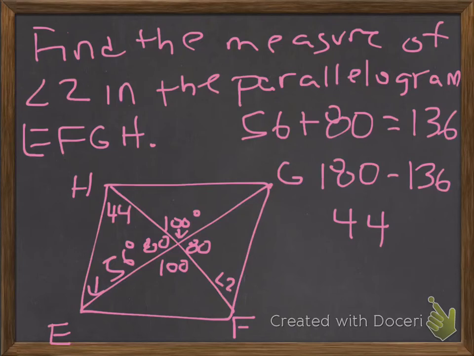And 44 and angle 2 are alternate interior angles. So if you have this as the transversal HF, then angle 2 is equal to 44. So that would be our answer.